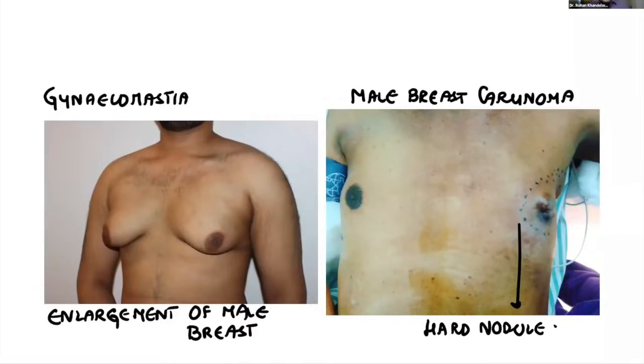Gynecomastia is enlargement of the male breast. You can see here both sides are involved, and it is diffuse enlargement of the male breast. Whereas this was a patient of mine who had male breast cancer. You can see a hard lump here. That is not gynecomastia, it is a hard lump. So you should be able to differentiate gynecomastia from male breast cancer on images.